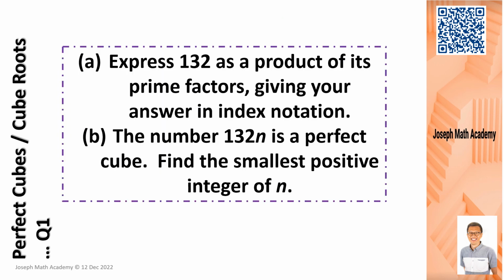Let's take a look at this particular question. Express 132 as a product of prime factors, giving your answer in index notation. This one is quite easy. Then part B: the number 132n is a perfect cube. Find the smallest possible integer value of n.